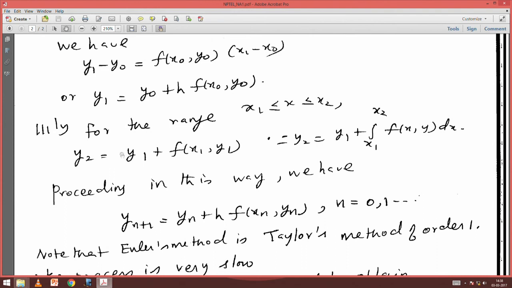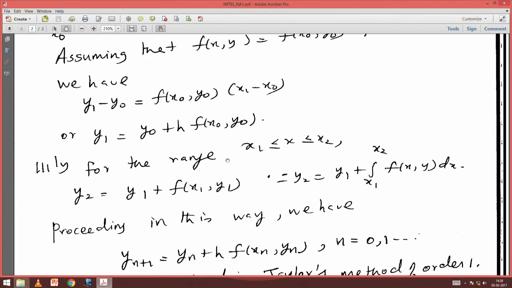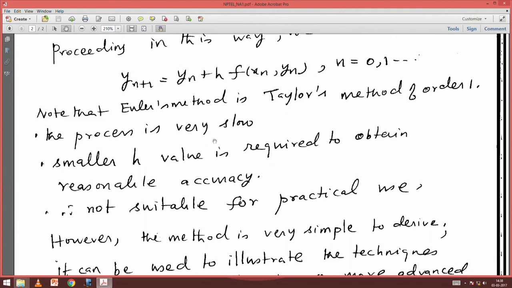What is it? It is y1 plus h f of x1, y1. How do I get it? I integrate the differential equation between x1 and x2 and use the initial condition that y at x1 is y1. So, I can get y2 immediately as y1 plus h f of x1, y1. So, move ahead similarly till you reach xn plus 1, at which the solution yn plus 1 is given by yn plus h f of xn comma yn for n running from 0, 1, 2, 3.